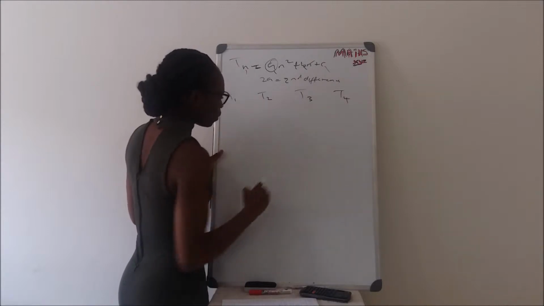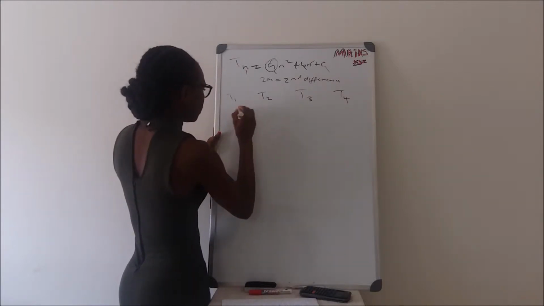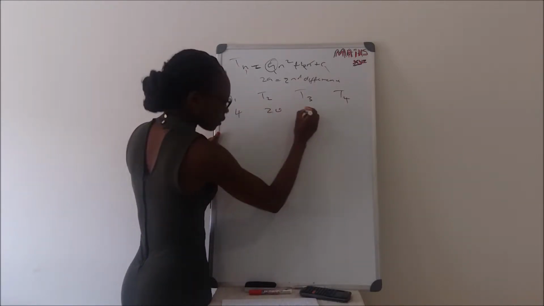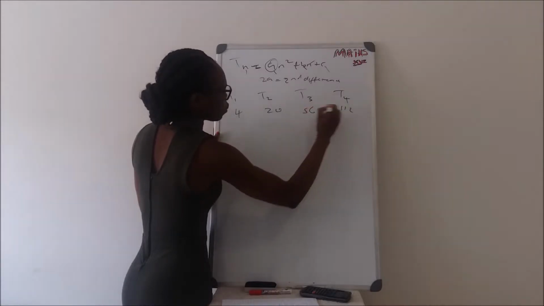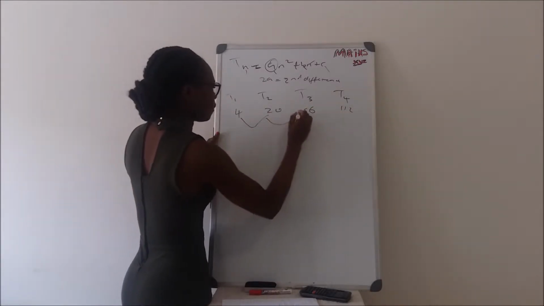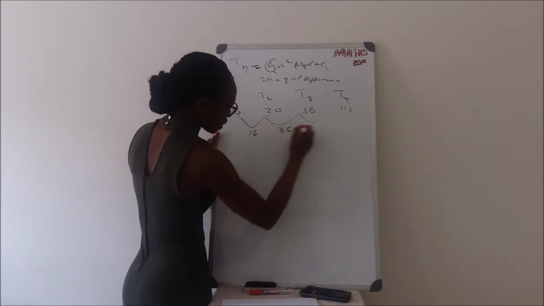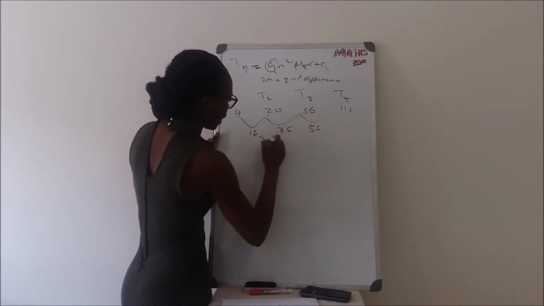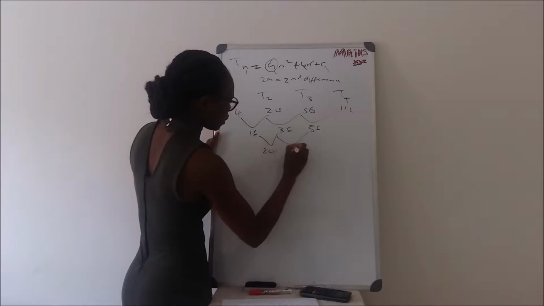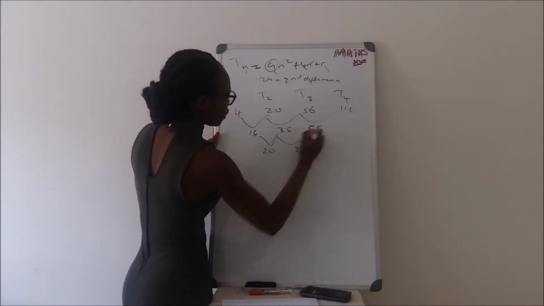Using the very same example that we had from our previous two sessions, let's see how to have a different approach to this one. 4, 20, 56, and 112. So our first difference here will be 16, this one will be 36, this one will be 56. And our second difference here will be 20, and there it will be 20 as well.